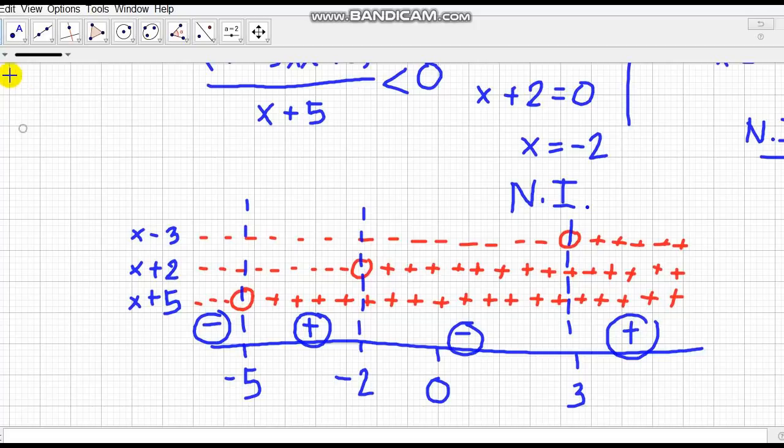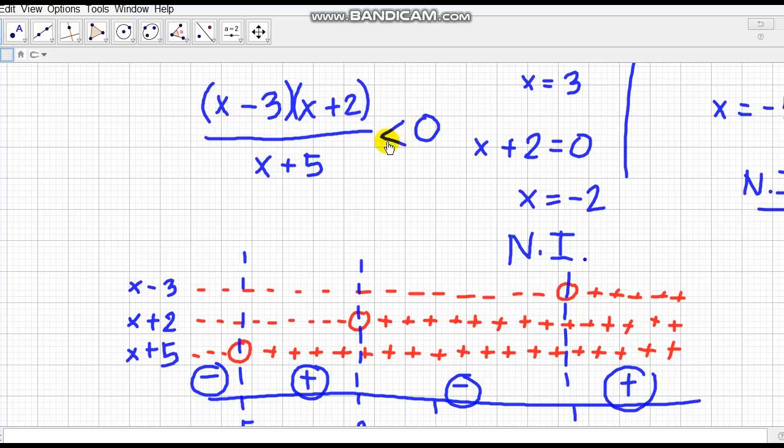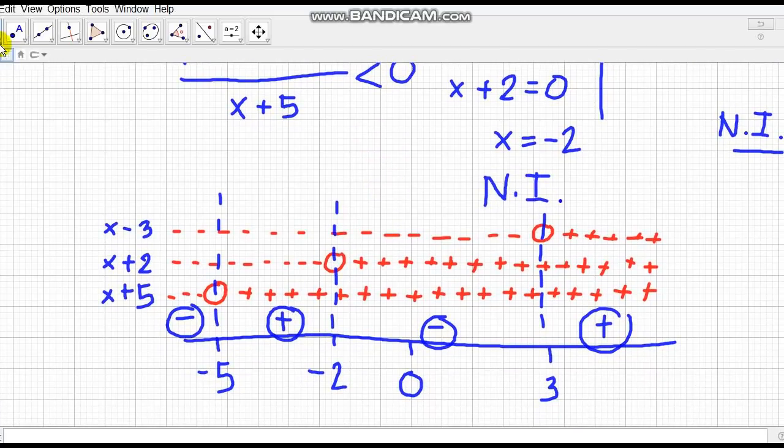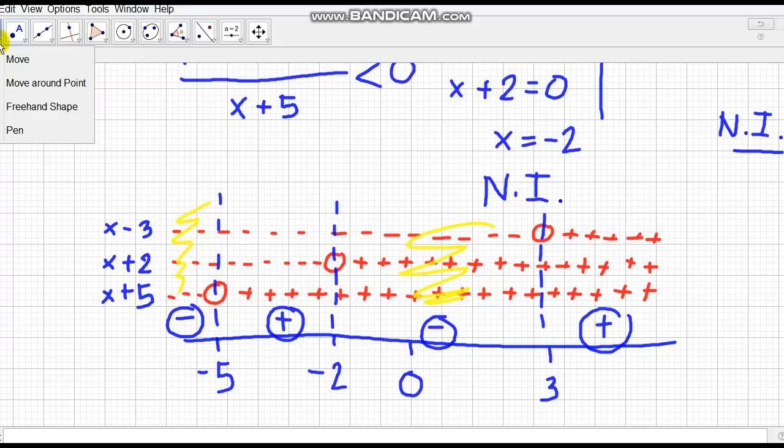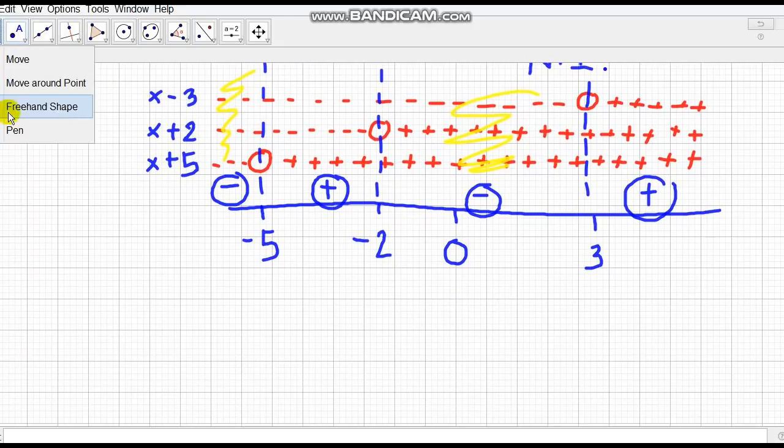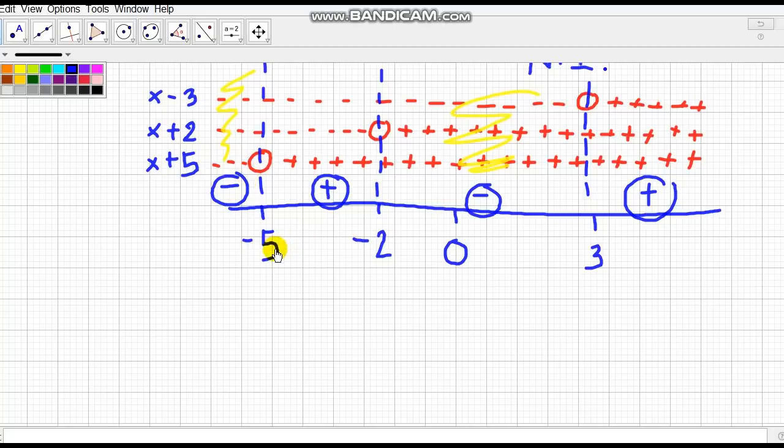So what are we going to select here? If we go back to our given, it's less than 0. So what are the values less than 0? That's negative 1, negative 2, negative 3, and so on and so forth. Therefore, we're going to select those regions which are negative, namely this region and this region. We do not accept these two. So our solution set would be from negative 5 going down to negative infinity, and those numbers from negative 2 up to 3. But we do not include the critical numbers, remember that.